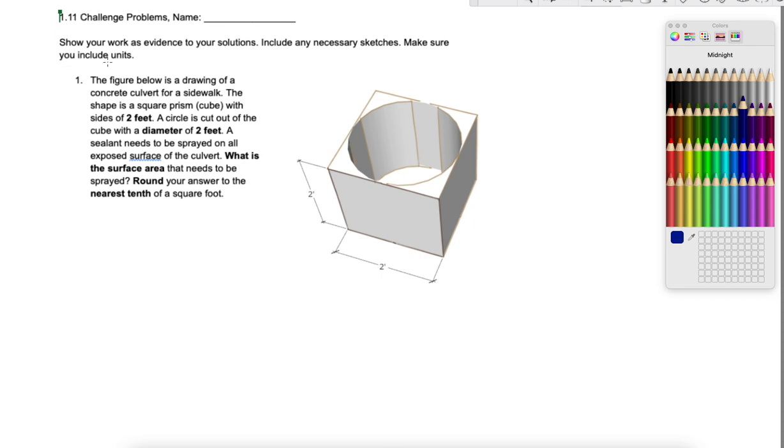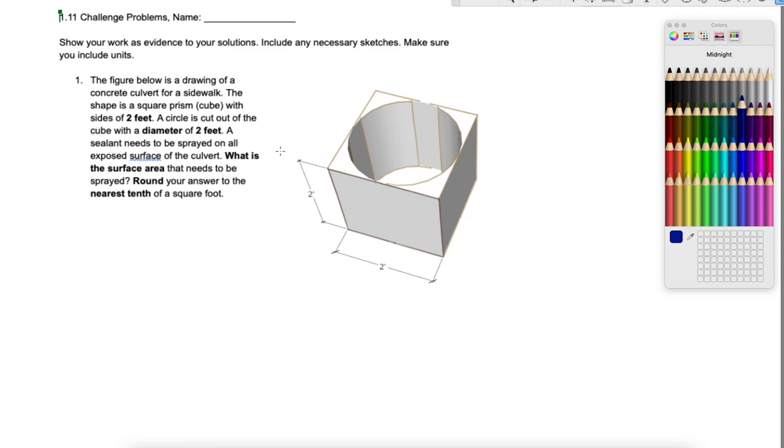I thought I would help you with getting started on this challenge set for 111. We're looking at surface area and applying some equations, maybe using some quadratics. I'm looking for you to show your evidence to your solution, including any sketches, equations, showing your work, so I could see your process and your understanding.